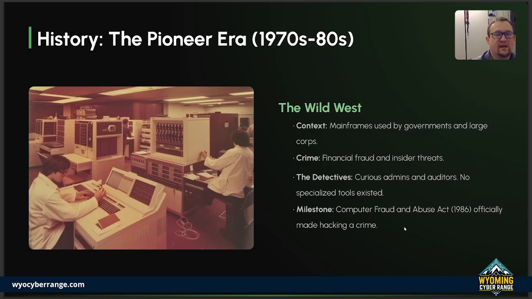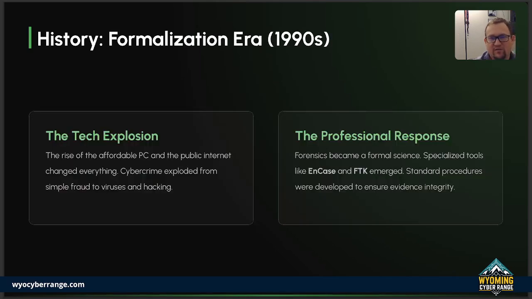Okay. And so as we move through the history itself, like the 1990s, this is when the tech explosion happened. This is where the dot-com era became a thing. This has occurred where the rise of affordable PCs and the public internet. Cybercrime itself moved from simple fraud to viruses and hacking. And so we know this from previous history, like if you've taken my Security Plus class or anything like that. We know about the I Love You virus and different things that happened in the 1990s and so on that were really the big start of everything, to include the Morris worm, right?